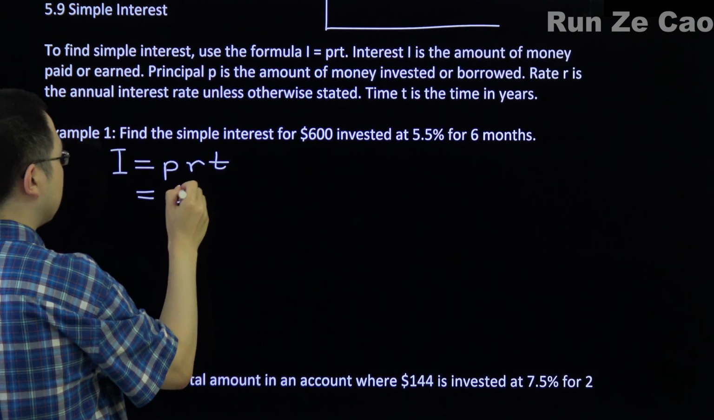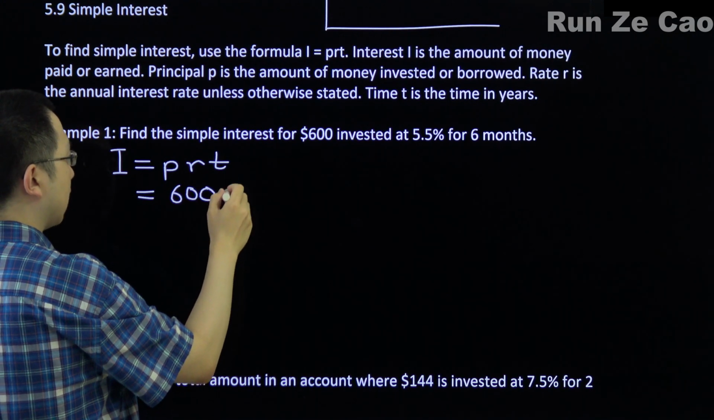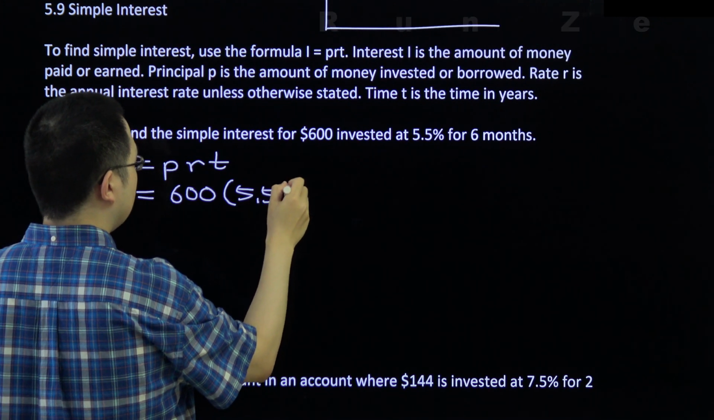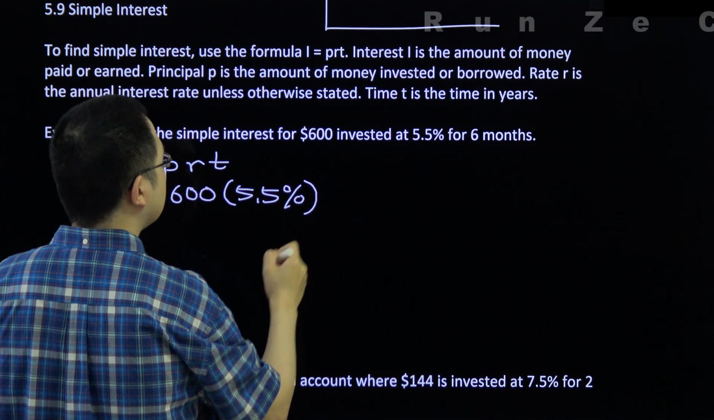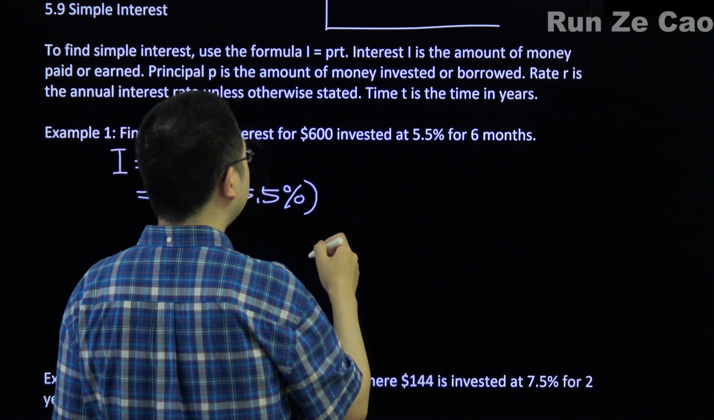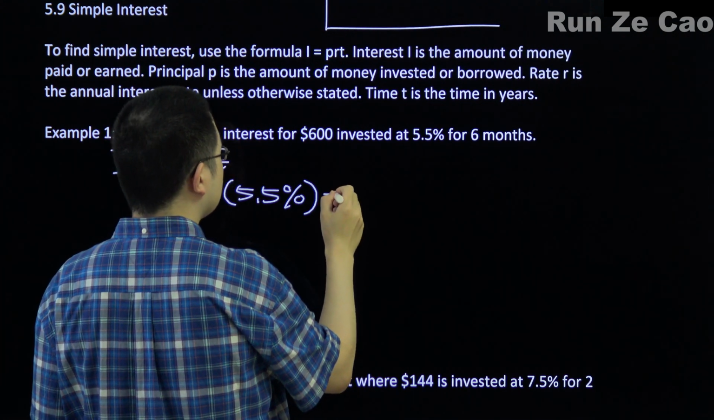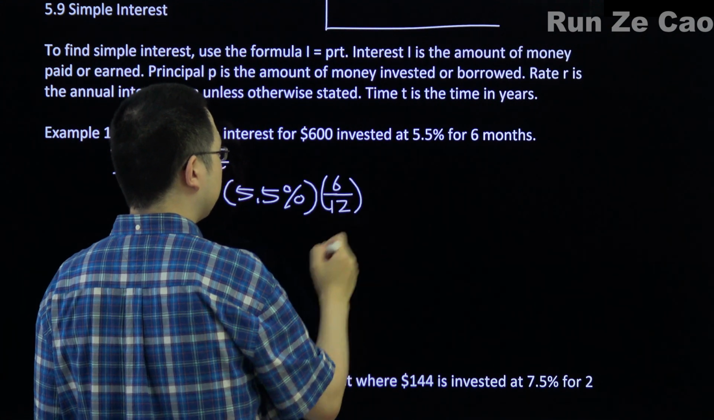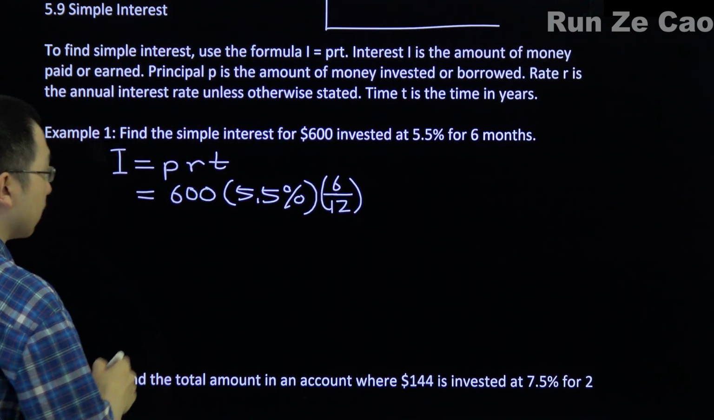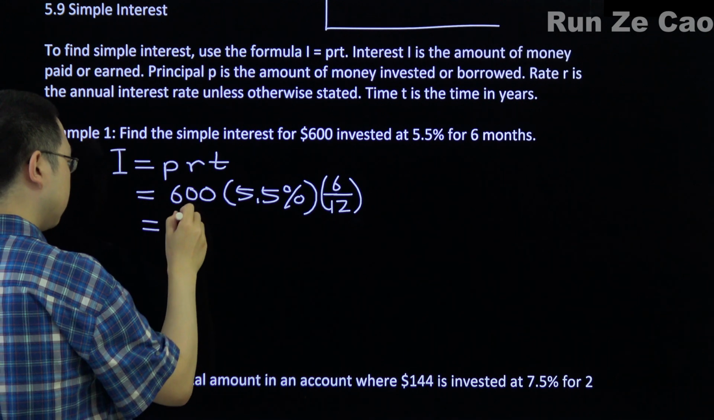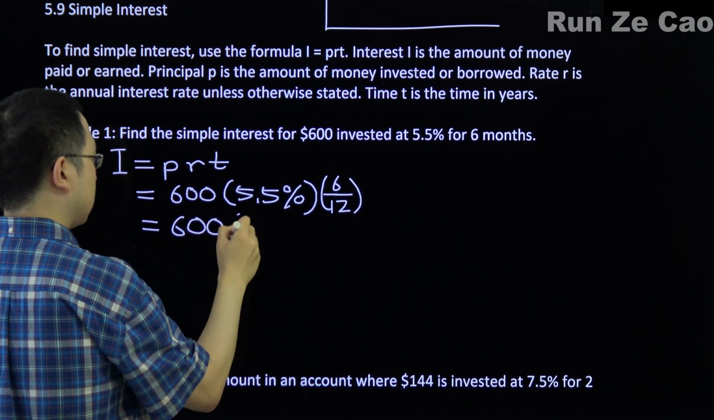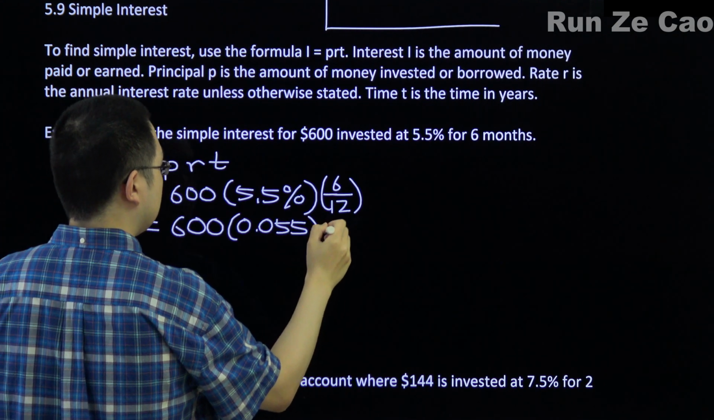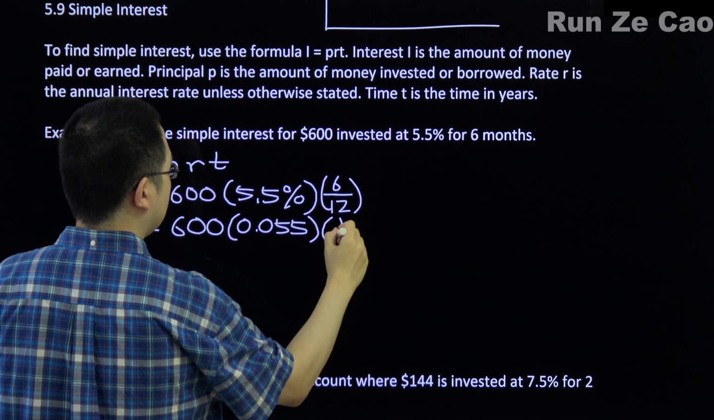The principal is $600. The rate is 5.5%, and the time is 6 months, which is going to be 6 over 12. So half a year. So 600 times 0.055 times 1/2.